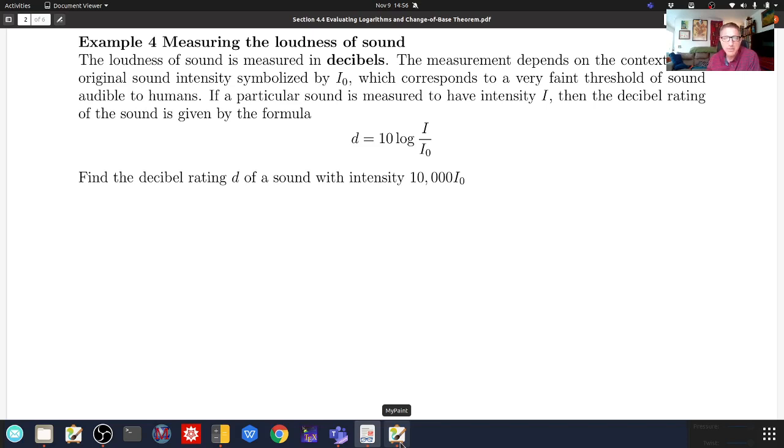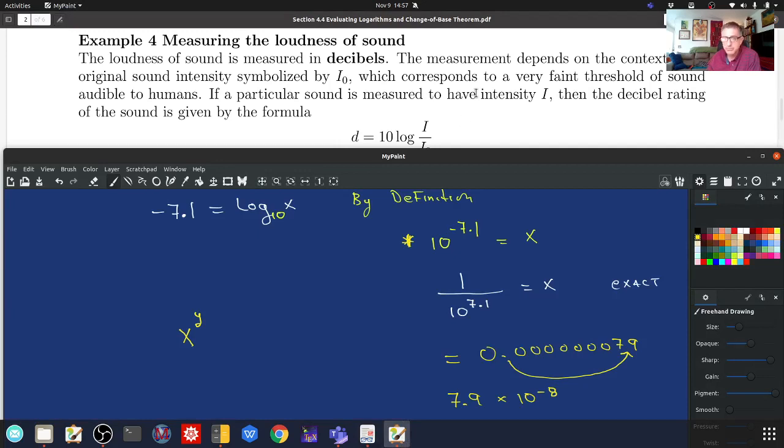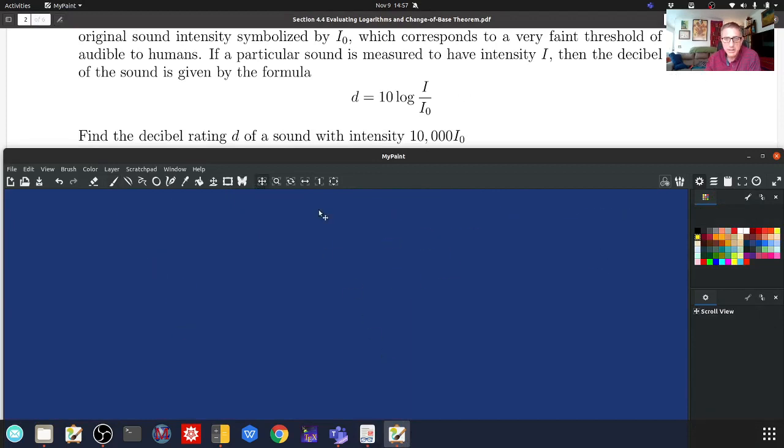is given by the formula D, which is the decibel, is equal to 10 times the log of I divided by I naught. So let's find the decibel rating D with the sound of intensity I equal to 10,000 I naught. So it's not as bad as you might be thinking. All we pretty much need is this formula right here, and it's plug and chug. And a lot of students really like this because you feel comfortable doing things with a calculator. Somehow it gets rid of some math anxiety.